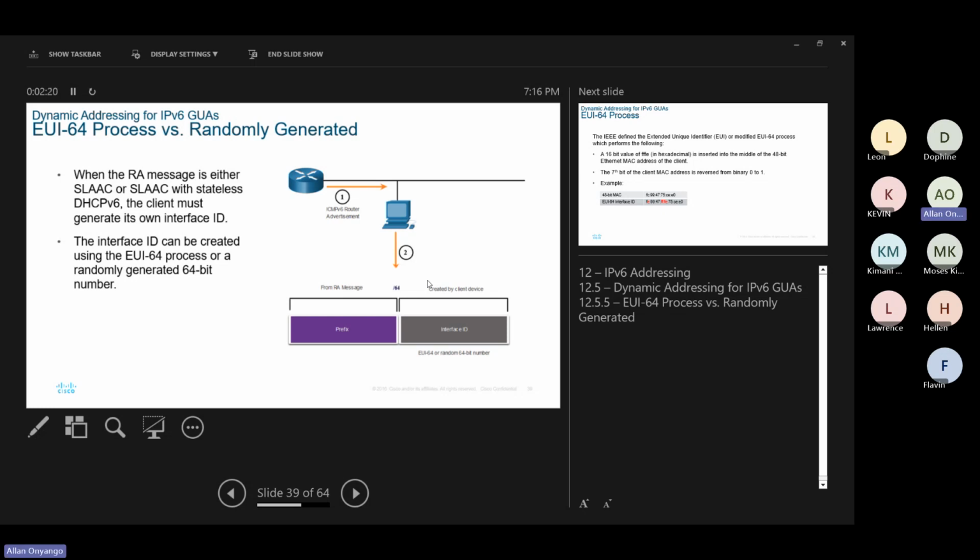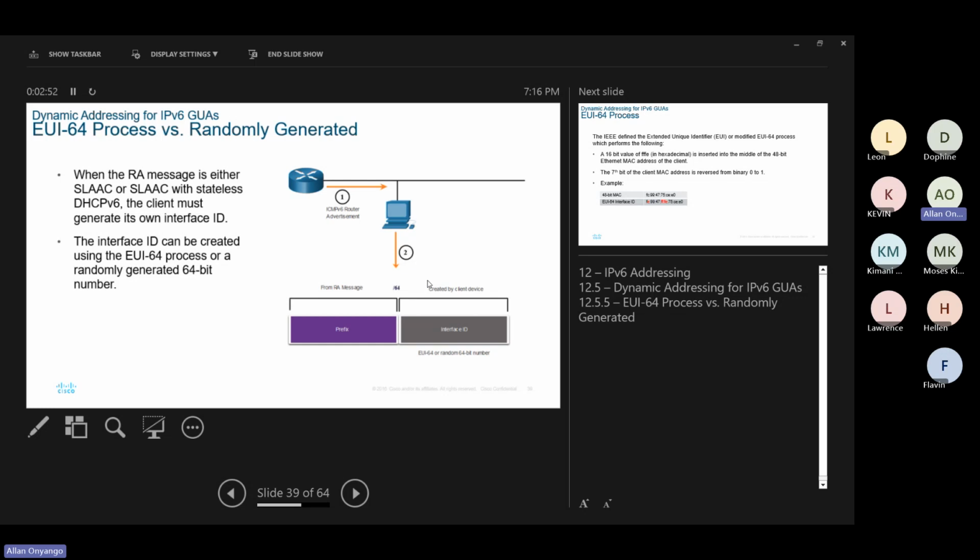128, isn't it? The error message will only give it 64 bits. Then now it has to use the following two methods to get the remaining 64 bits. It can either obtain it randomly or automatically, or it can be generated using what is called the EUI-64 process. The EUI means Extended Unique Identifier.